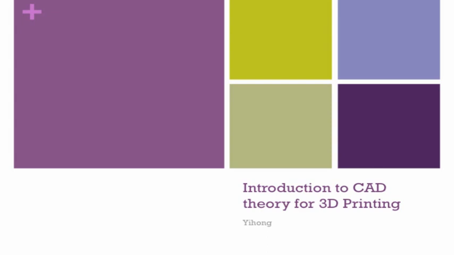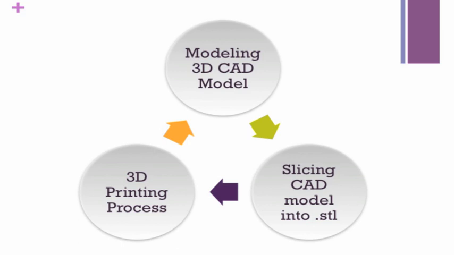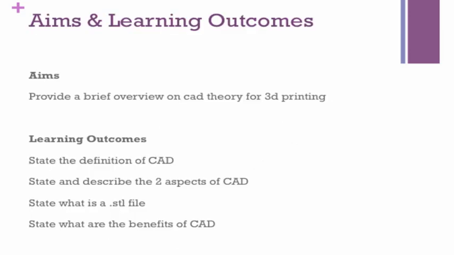So let us begin. In the previous few episodes I've been covering 3D printing processes. In the next few episodes I plan to cover the processes that come before 3D printing, like modeling of 3D CAD models and slicing of CAD models into the STL file. The aim of this episode is mainly to give you a brief overview of the CAD theory for 3D printing, to get a better understanding and appreciation of 3D printing.